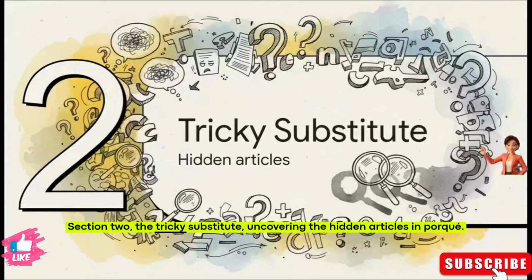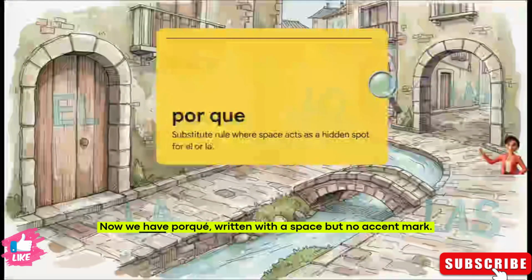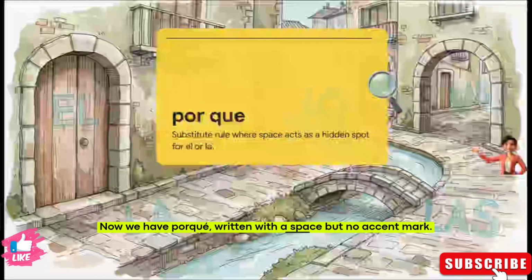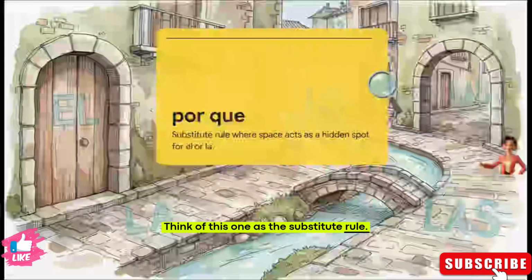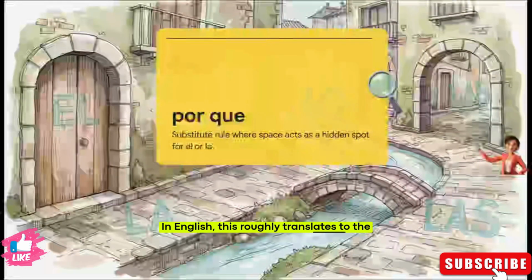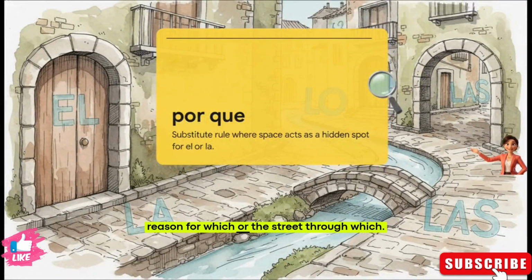Section 2, the tricky substitute, uncovering the hidden articles in porqué. Now we have porqué, written with a space but no accent mark. Think of this one as the substitute rule. In English, this roughly translates to the reason for which or the street through which. But here's the really cool visual trick. That literal space between por and que acts as a secret hiding spot. It's actually a placeholder for a gendered article, like el, la, los, or las.